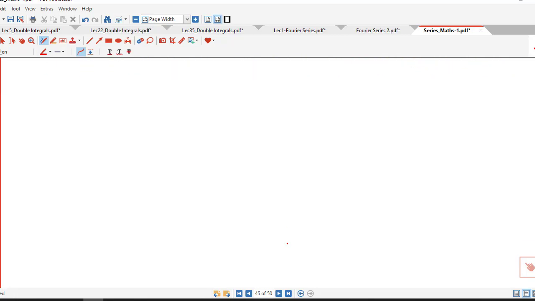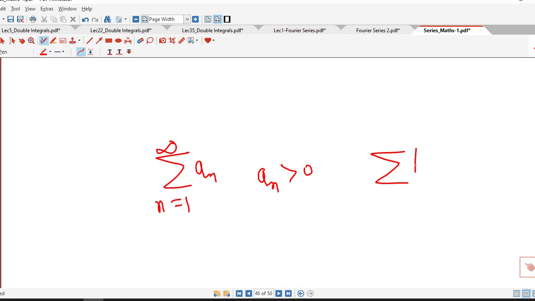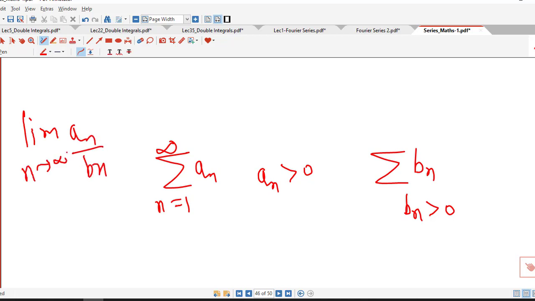So in this way we can use the limit comparison test to decide the convergence of a series with positive terms. For that we have to select another series with positive terms, and then we have to find the limit of an over bn as n tends to infinity. So there are three possibilities: the limit is c, which is positive; the limit is 0; and the limit is infinite.